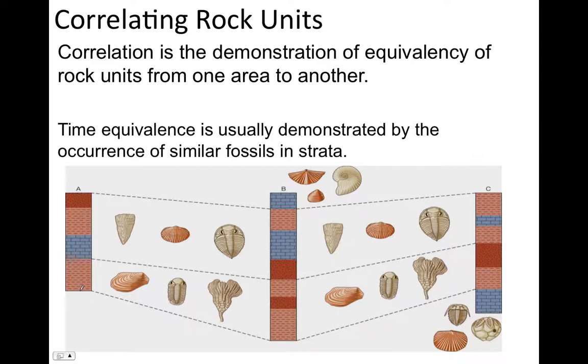And so this drawing or determining that two units of sedimentary rock in two different locations were formed at the same time, that's called correlating rock units. And one way in which we correlate rock units is using the fossils found in those sedimentary rocks.